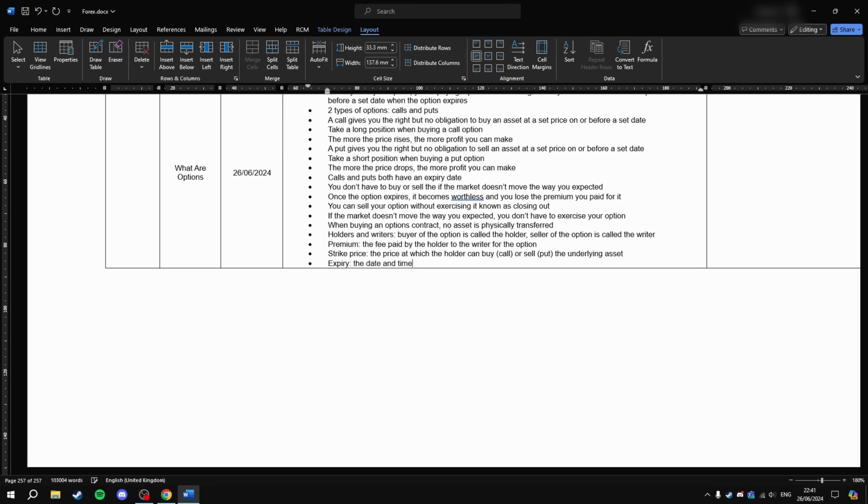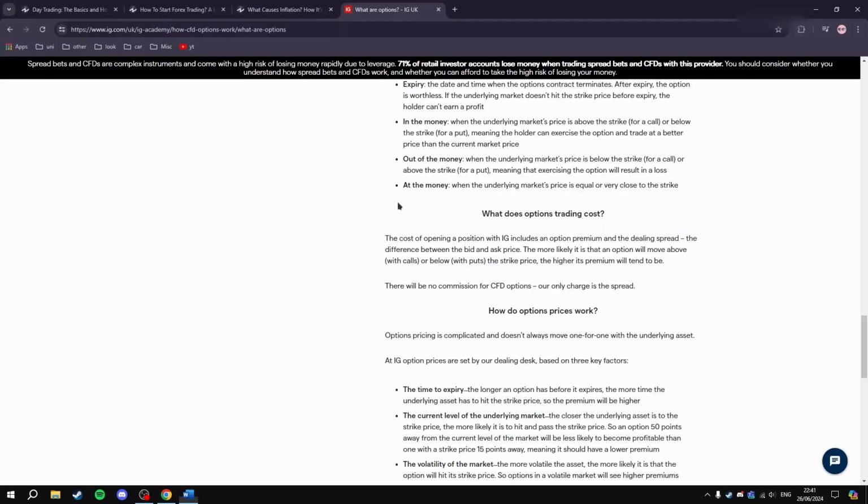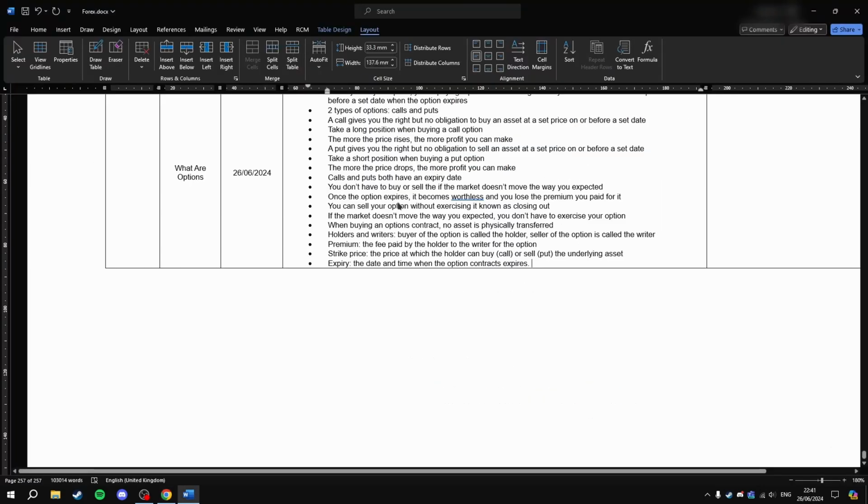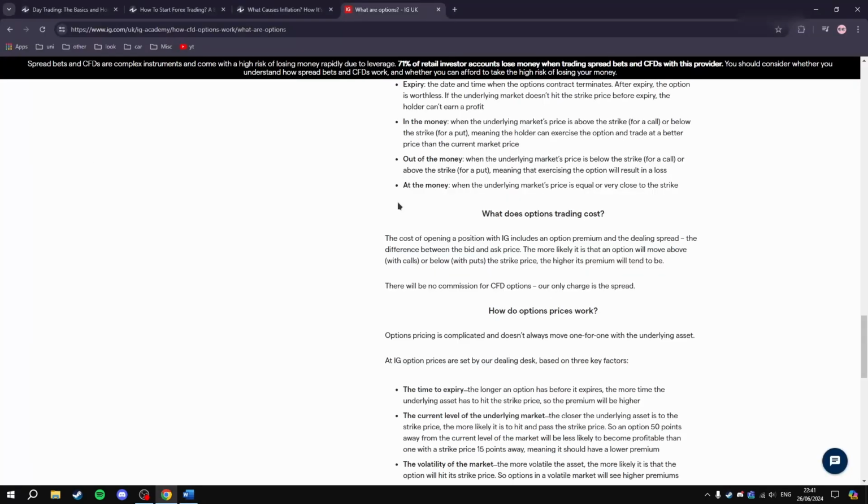The date and time when the option contract expires or terminates. After expiry, the option is worthless. If the underlying market doesn't hit the strike price before expiry, the holder can't earn a profit.